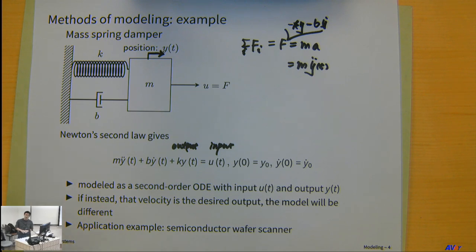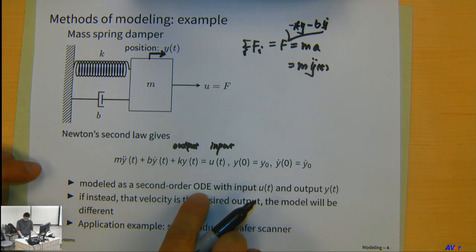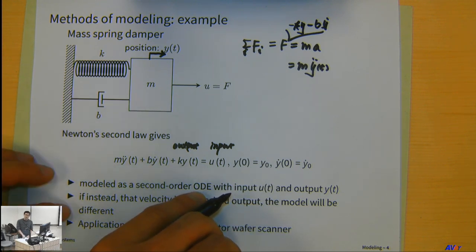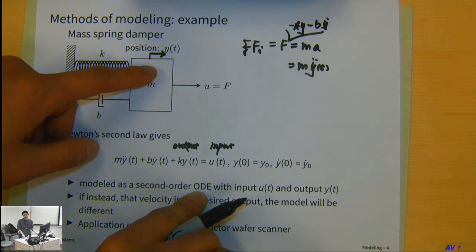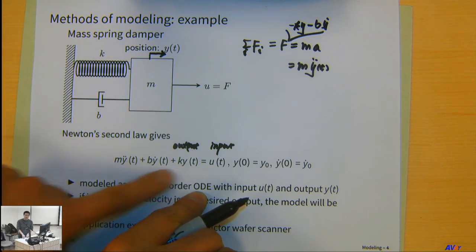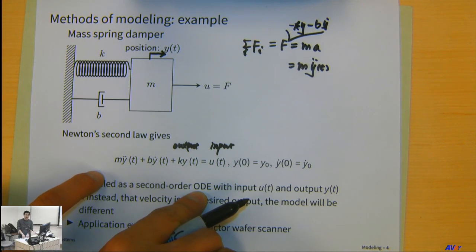So it's a second order ordinary differential equation, ODE. It's very important when we think about doing modeling to ask ourselves what is the thing that we want. So in this example, I say position is what I want. I want to know the position of the mass. In this case, the model is this second order ordinary differential equation.